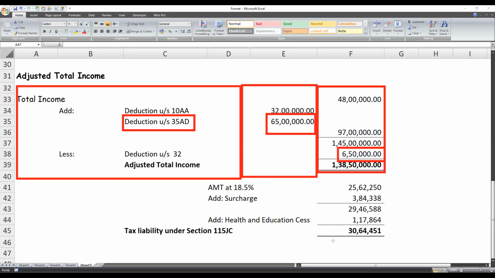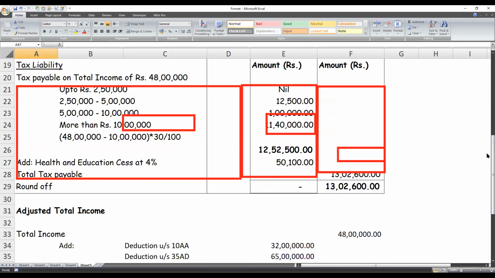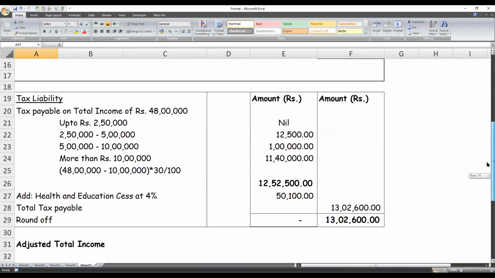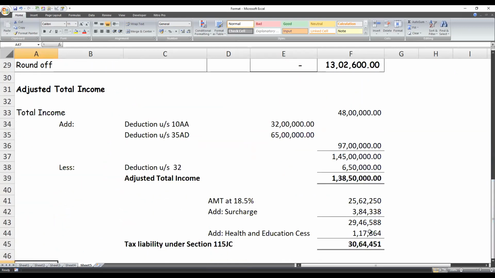So now, under what provision should the assessee pay the total tax payable? If you see, as per normal provisions, it's only 13 lakh 2,600. However, as per AMT, it's 30 lakh 64,000. So what is the tax payable? It is the higher of the two. Therefore, now the assessee has to pay 30,64,451.